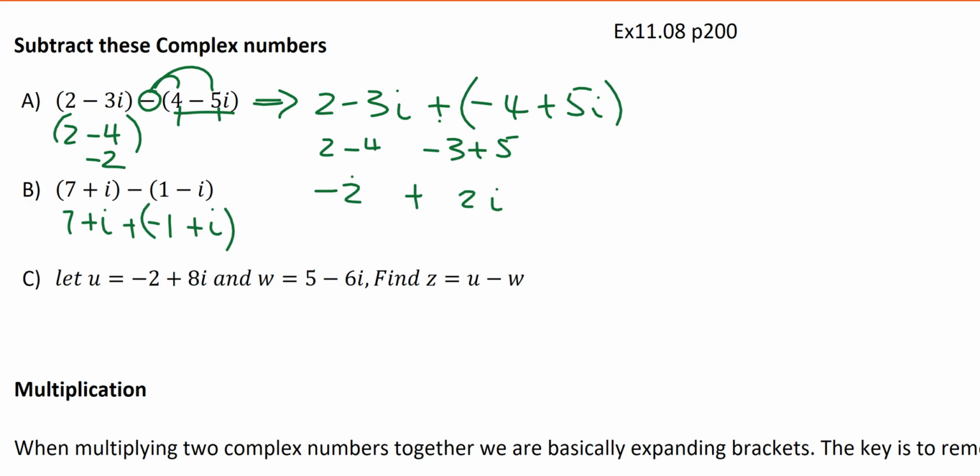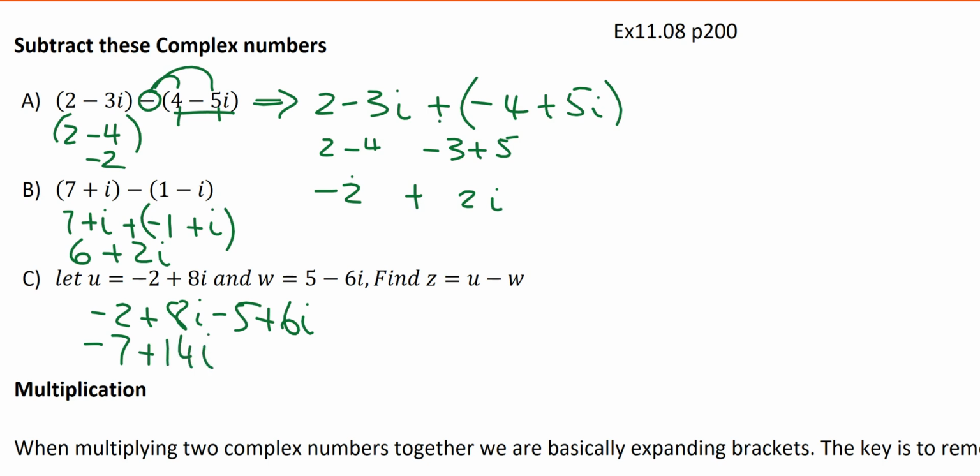Okay? So that now becomes 6 plus 2i. Does that make sense? And it becomes useful when you're looking at a list, doesn't it? u, -2 plus 8i, minus w. So that's just going to be -5 plus 6i. So that's going to be, oh, that is -2. What is that, -7 plus 14i? Does that sound right? You guys happy with that? Pretty straightforward. Okay. Let's now have a crack at some of those questions there.